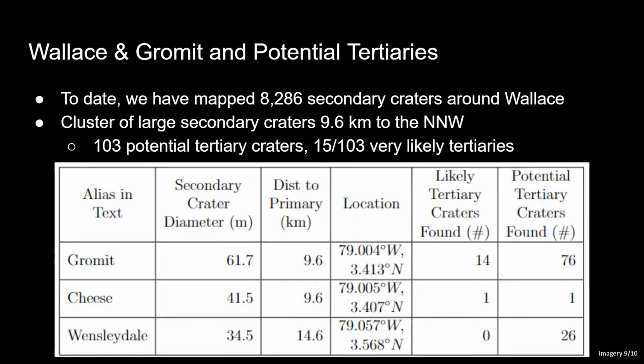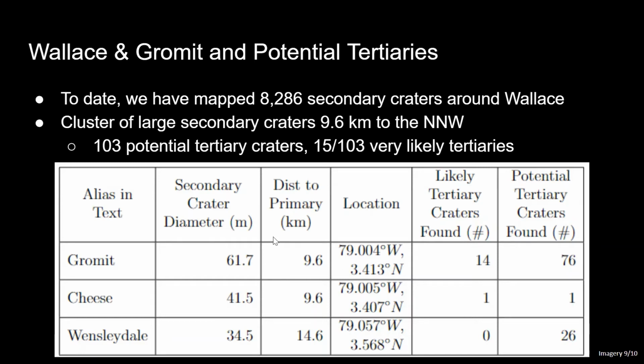And we find a cluster of large secondary craters, 9.6 kilometers to the north-northwest. And around these secondary craters, 3 of them, which I will call Gromit, Cheese, and Wensleydale, there are 103 potential tertiary craters. And of those 103, there are 15 that we say are confirmed tertiaries. These ones are still possibly tertiaries, but these ones, I'm like 95% sure they're tertiaries.